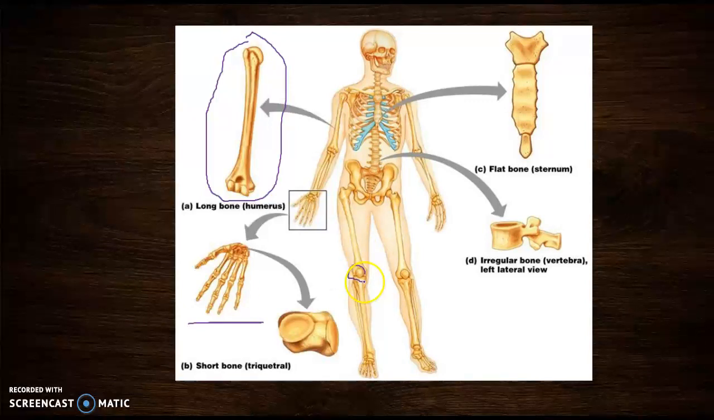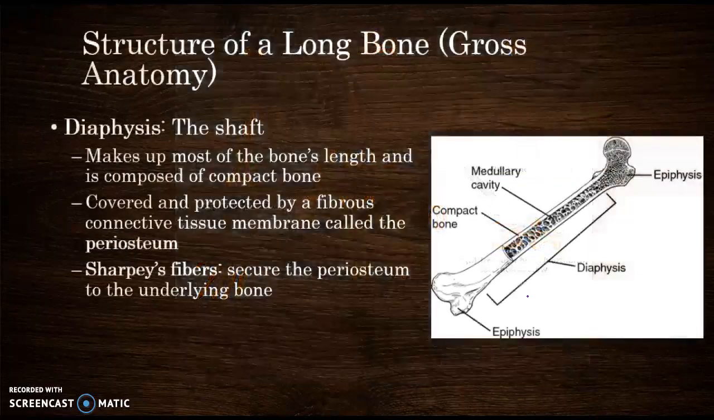Okay, there's your kneecap right there. Flat bones: sternum, bones of your skull. And then irregular bones don't fit into any of those other categories, and a great example is your vertebrae.